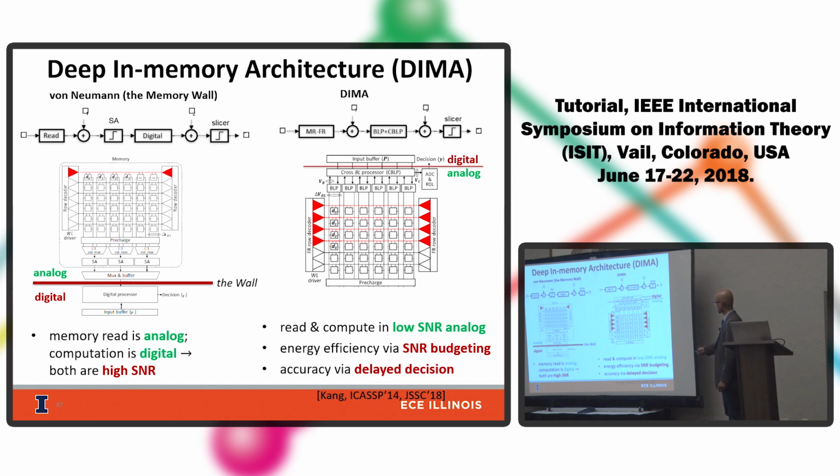So in deep in-memory architectures, energy efficiency is obtained through SNR budgeting, and accuracy is brought in by delaying the decision till the very end. We don't make any hard decisions until we capture the sufficient statistics and then you slice it. All right, so this is the principle of getting reliable outputs.